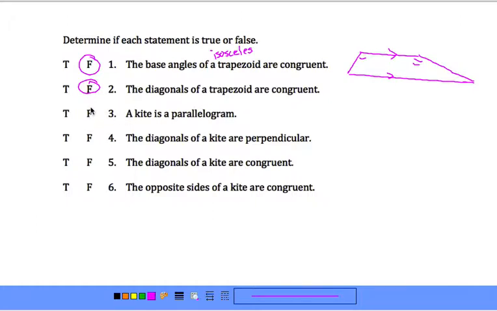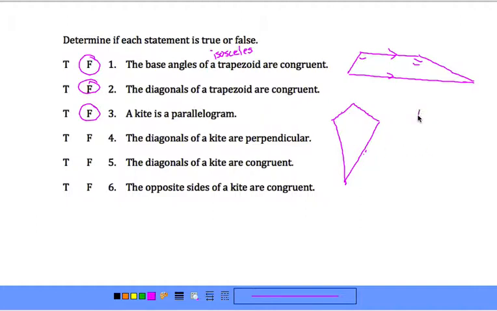Number 3, a kite is a parallelogram. That's false. If you draw a kite, and for the true-false, I suggest you draw as many pictures as you can. If you draw a kite, even a rough kite, this is not a very good drawing, but you can see that a parallelogram has to have two sets of parallel sides. And these sides opposite each other are not parallel, so that's false.